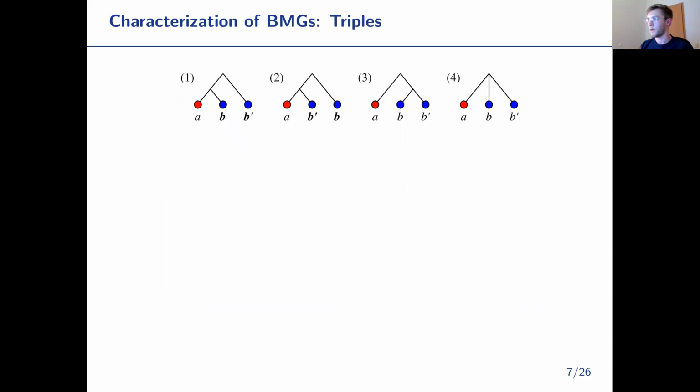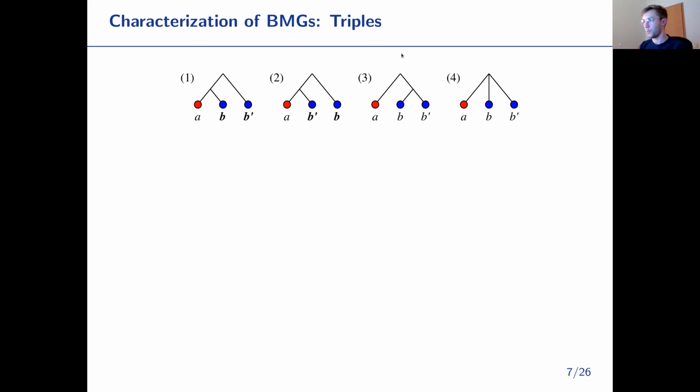Okay, and if we want to characterize or recognize BMGs, then it turns out that rooted triples are very helpful. A rooted triple is a binary tree on 3 leaves. And if we have 3 genes, say A, B, and B prime, then we get exactly 3 possible triples, so these 3. This one, of course, is also a possible topology, but it isn't a rooted triple since we have this polytomy here.